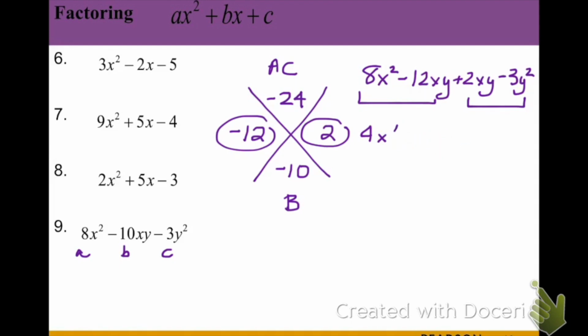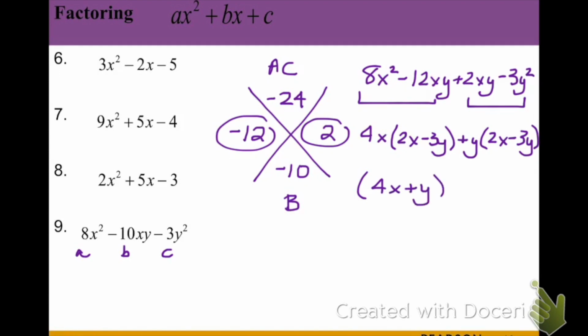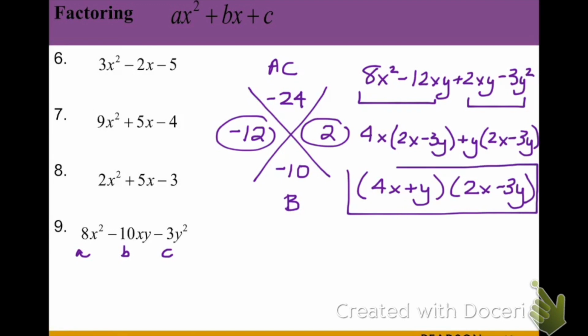Oh, nope, I made a mistake. Actually, that would be a 2x minus 3y there. Sorry about that. And then for the next two terms, we can take out just a y, leaving us with 2x minus 3y. Notice since they are the same, that means that we have factored correctly. So our two factors here will be 4x plus y times 2x minus 3y. Again, we could FOIL this to check our work if necessary. But factoring a polynomial in two variables is the same as working with just one variable.